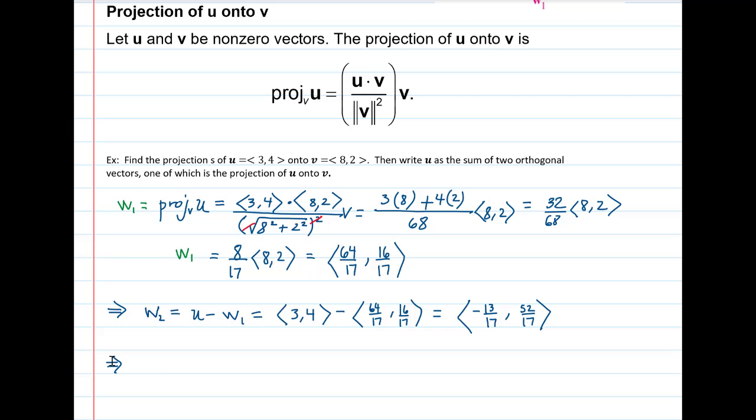So then we can formally say that U is equal to the sum of these two vectors, W1 and W2. Now you can verify if you've done this process correctly, W1 and W2 should be orthogonal. They're not just any two vectors, but two orthogonal vectors that added together give you this vector U. We're not going to verify it, but you could do the dot product of W1 and W2 and see that it's actually 0, proving that they are in fact orthogonal. So there we have it.